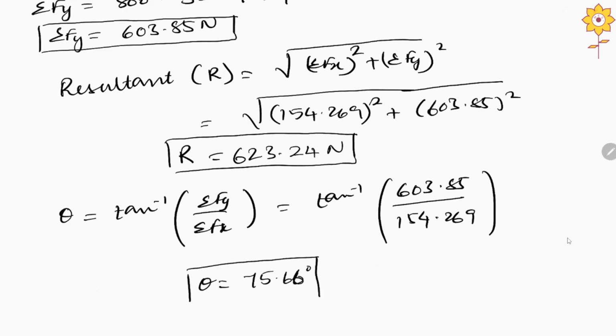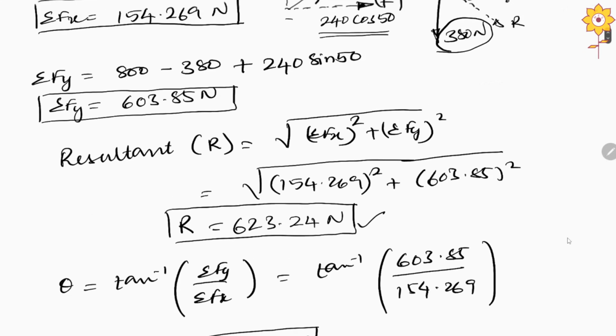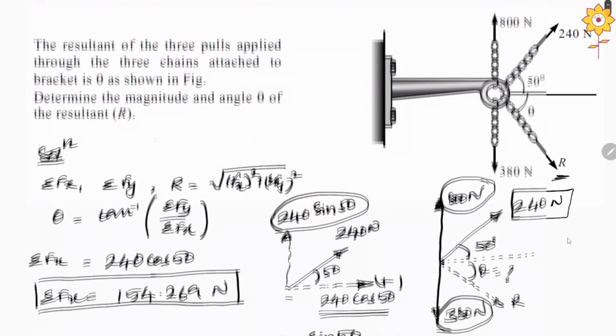So for the given system, the resultant is 623.24 Newton and theta is 75.66 degrees. So this is the final answer for this particular sum.